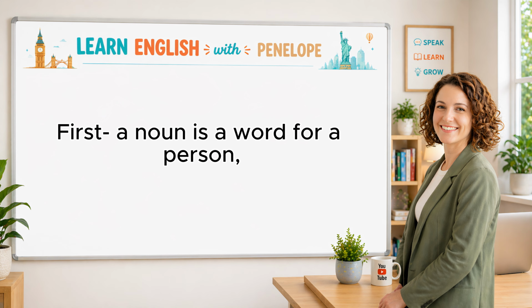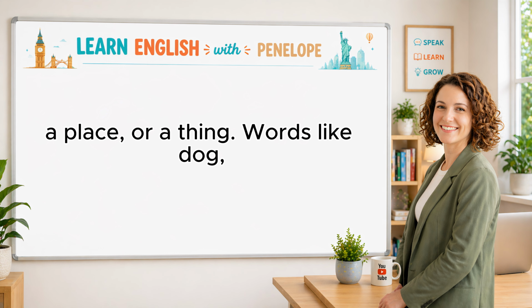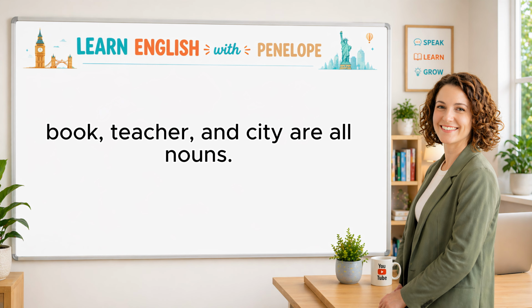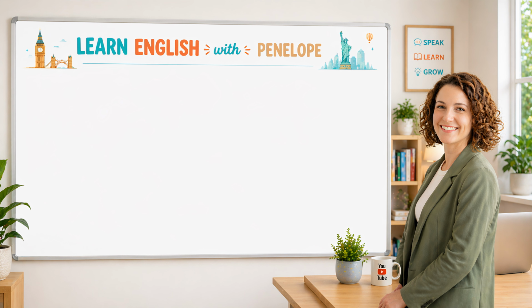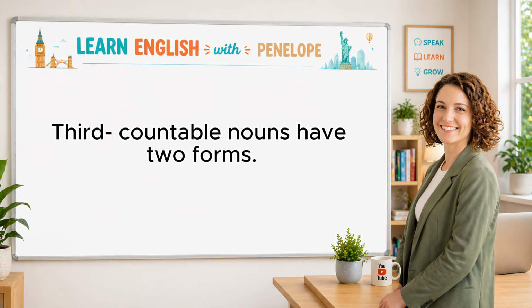First, a noun is a word for a person, a place, or a thing. Words like dog, book, teacher, and city are all nouns. Second, a countable noun is a noun that you can count. You can put a number in front of it. 1 dog, 2 dogs. 1 book, 5 books. 1 egg, 3 eggs.